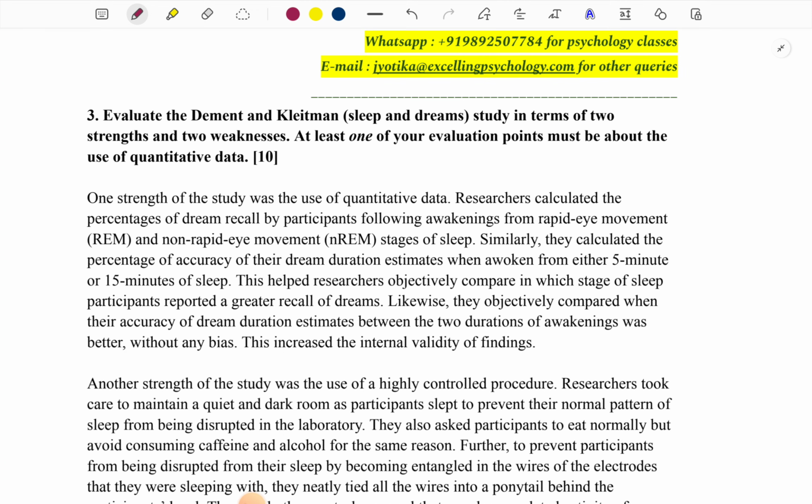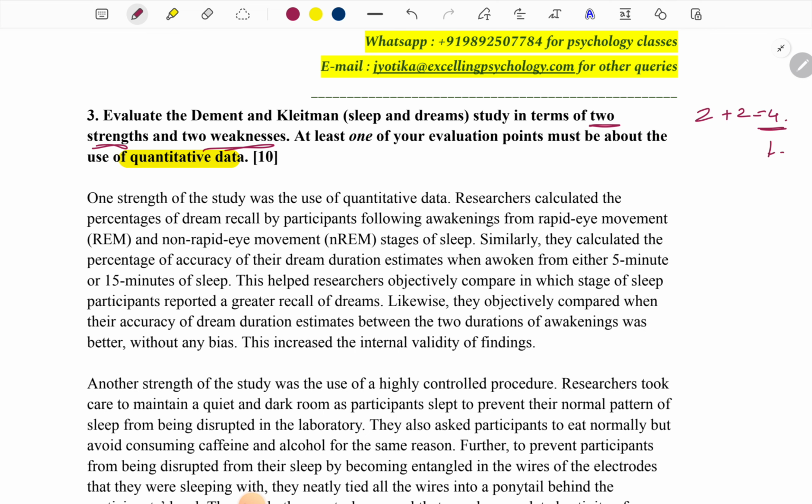Okay, now a 10 marker can come from Dement and Kleitman, as it can come from any study. The phrasing of the 10 marker is standard. You always have to cover 2 strengths and 2 weaknesses of the named study. One of these strengths or weaknesses will be a named issue in the question, which means one of your points has to be about quantitative data. When they say this, they literally mean one of the 4 points. See, 2 strengths and 2 weaknesses is 4 points that you're going to cover. They mean any one of these 4 has to be about quantitative data.